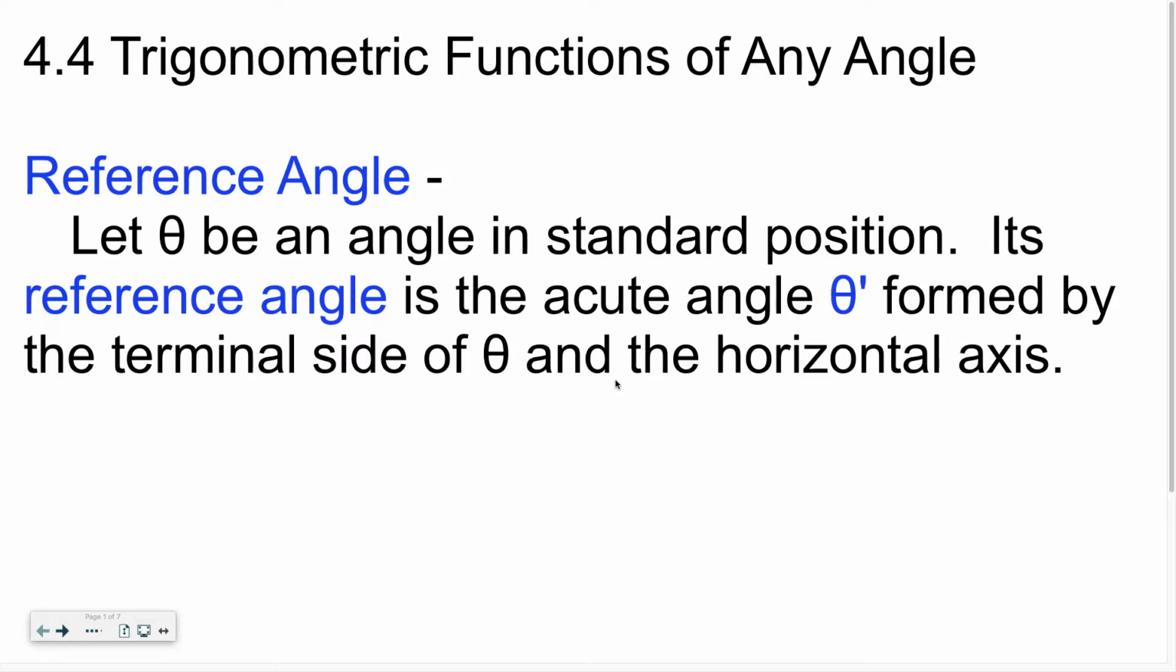But if an angle is in standard position, then the reference angle, we call it theta with a prime on it, is formed by the terminal side and the horizontal axis. I'll let you write down the definition, and then we'll draw some pictures and talk about what they look like and why they're helpful.